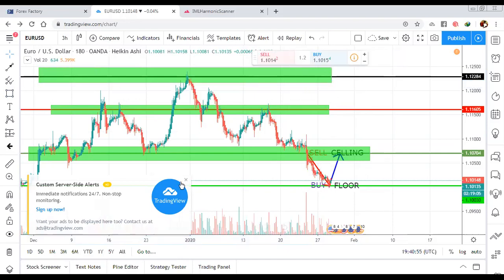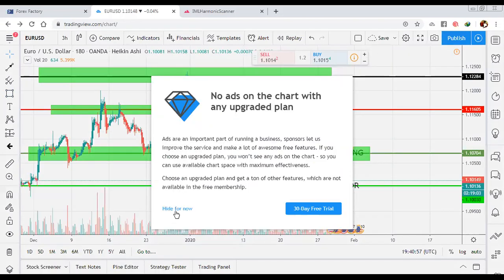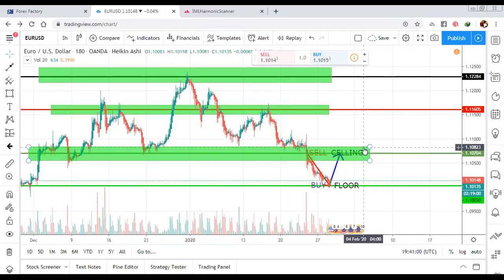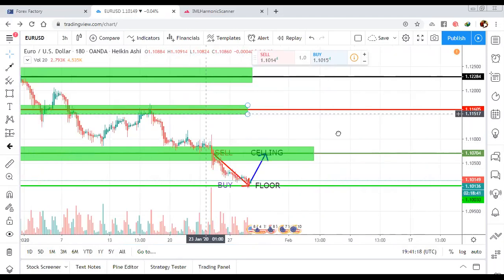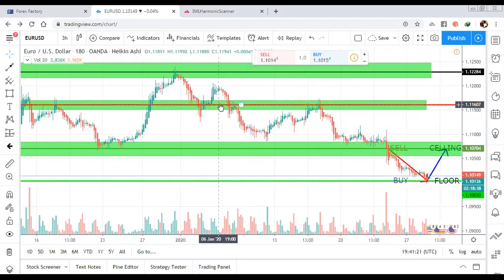So I want to go straight into trends. What do I mean by trend? In Forex, the market doesn't move straight up and straight down. It tends to go up and down, but it's still going up. As you can see on the chart here, you can see the movement. It's not a straight journey.